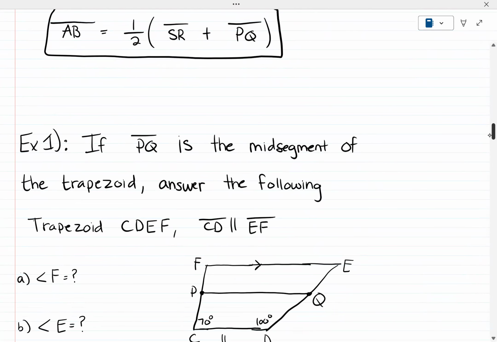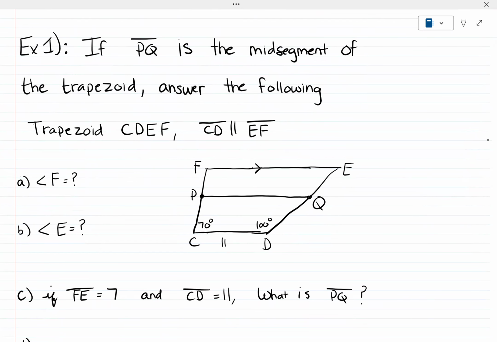So here we have example 1. If line segment PQ is the mid-segment of the trapezoid, answer the following questions. We have trapezoid CDEF, and we know that line segment CD is parallel to line segment EF. What is the angle of F and what is the angle of E? So where's F and E? We know it's not isosceles, right? Because it didn't say so.